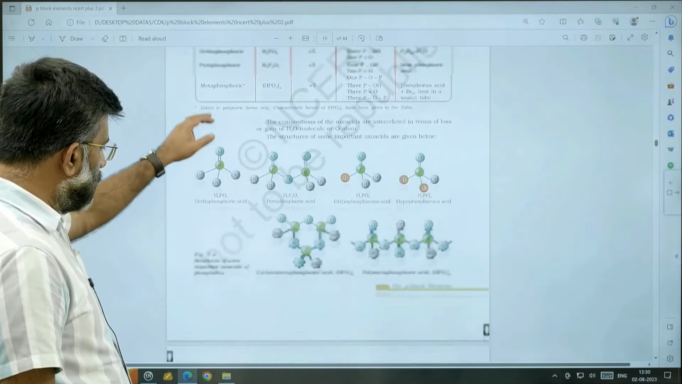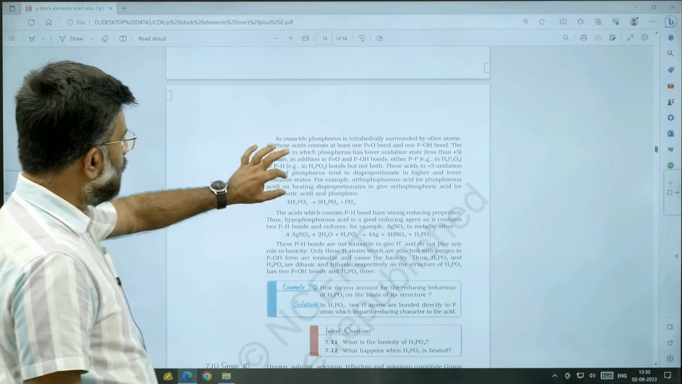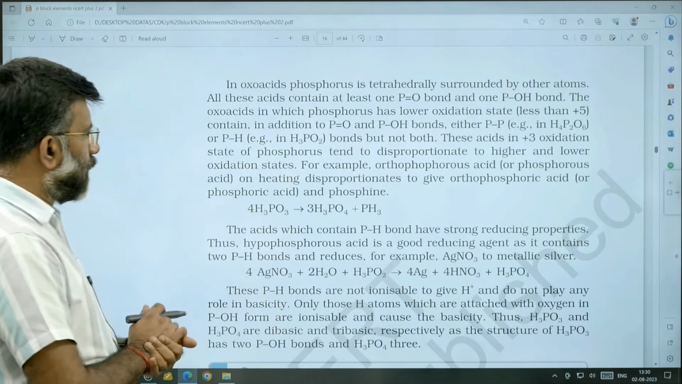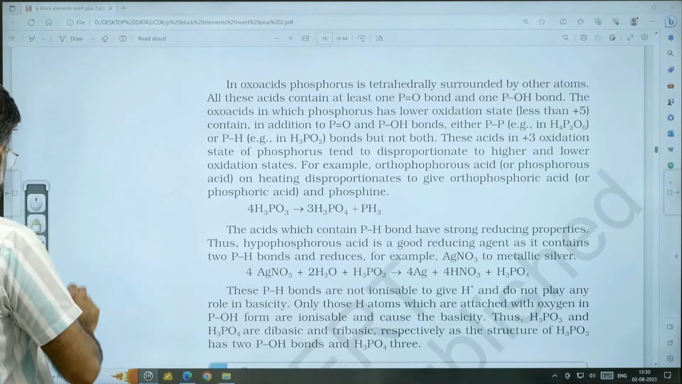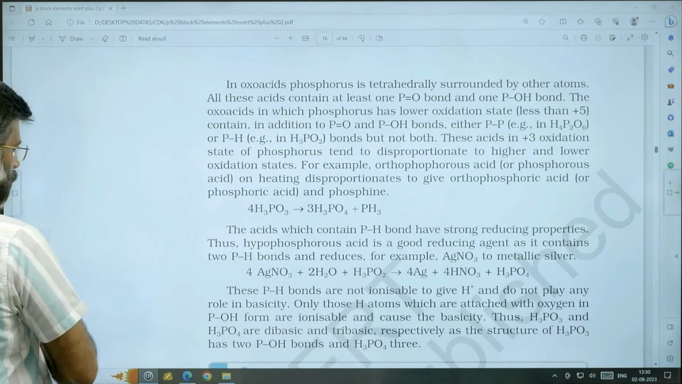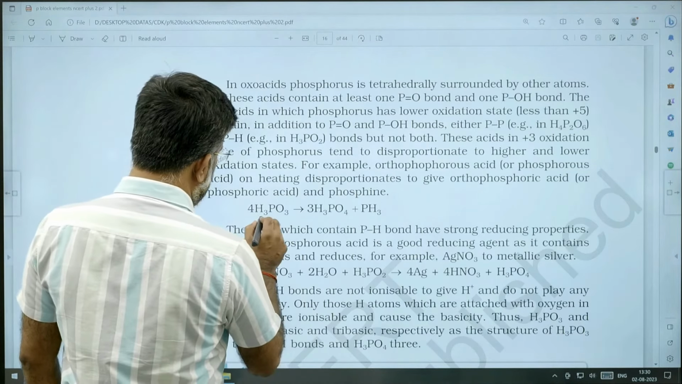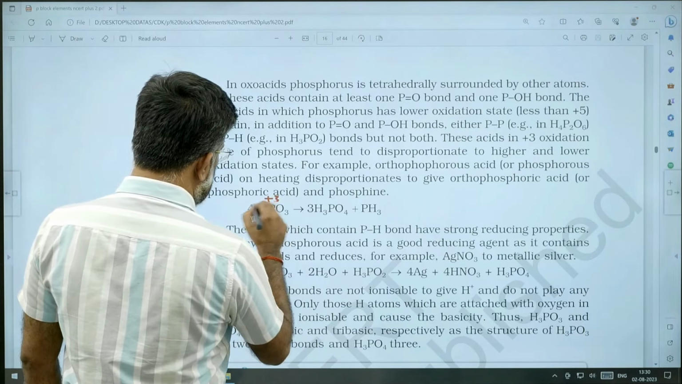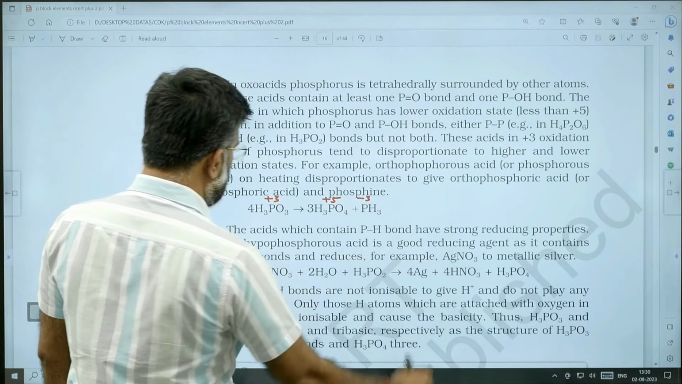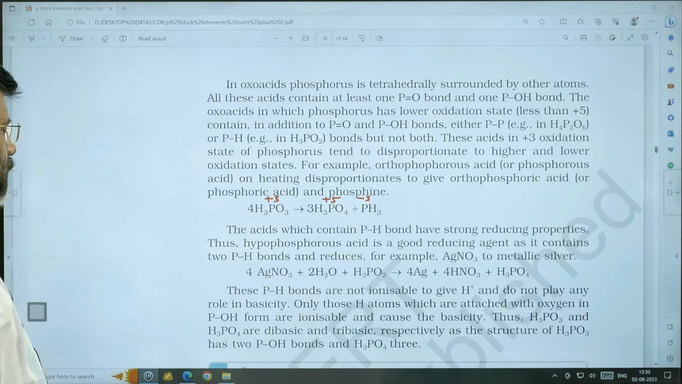And already commented, it is a reducing character. The PH bond is reducing in nature. Look at the disproportionation of H3PO3. In H3PO3, phosphorus +3 is oxidized to +5 and reduced to -3.